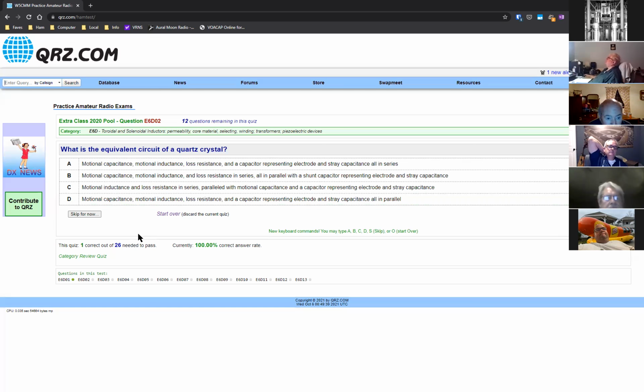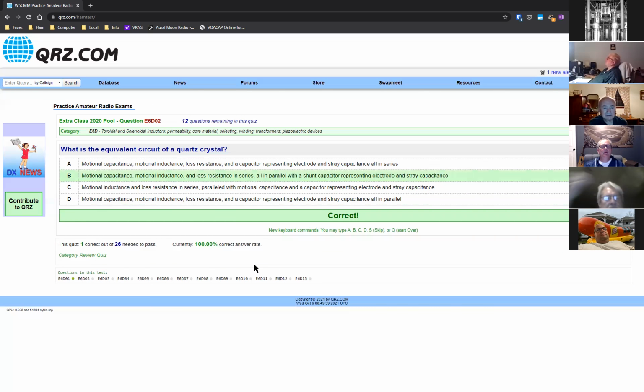Okay, if you remember this one, it's an inductor, a resistor, and a capacitor all in series, and then that's in parallel with another capacitor. So B. Yeah, so B.